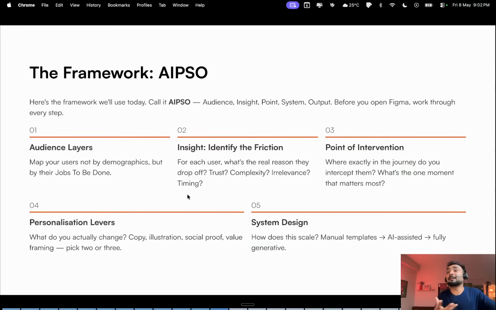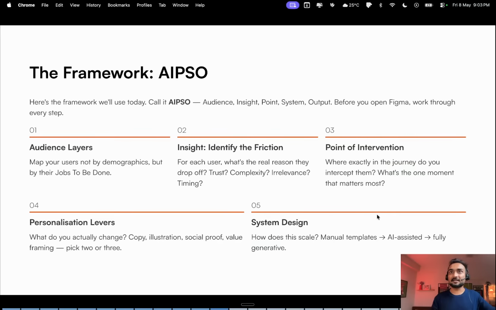The person does not have money today, but if we had shown it to them at the right time, maybe they would have gotten this. Okay? Then third step, intervention, point of intervention. So audience insight point. Where exactly in this journey are you going to intercept them?